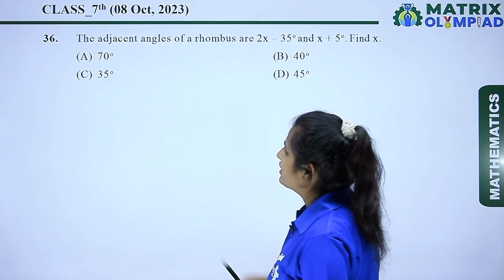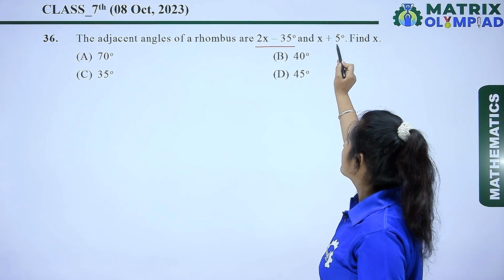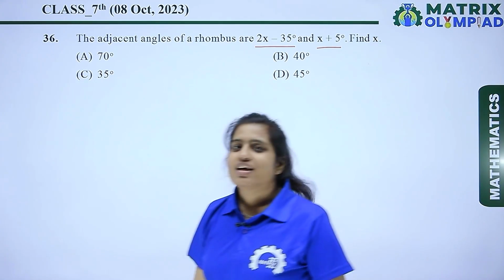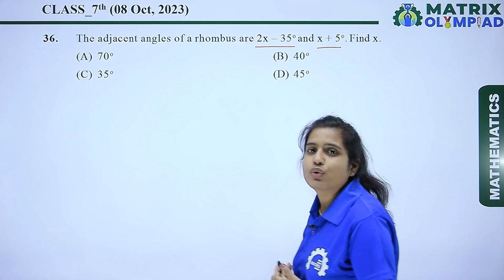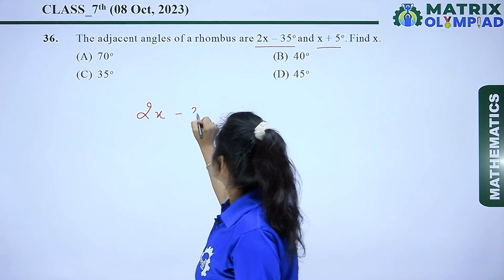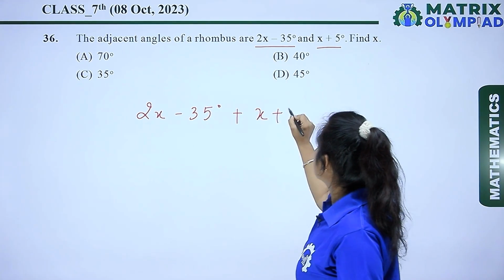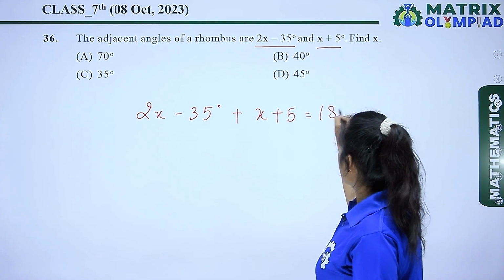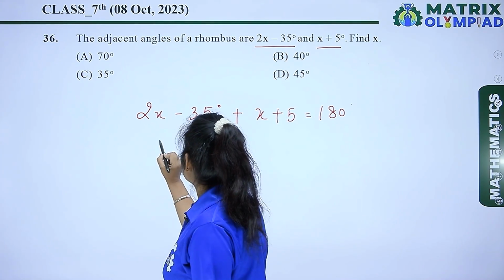Question number 36: the adjacent angles of a rhombus are 2x minus 35 degree and x plus 5 degree. Find the value of x. Adjacent angle की बात हो रही है, तो the sum of adjacent angles in a rhombus is equal to 180 degree. तो हमारे पास एंगल है 2x minus 35 degree plus x plus 5 equal to 180 degree. अब इसको सॉल्व कर लेते हैं. Then let's find out the value of x.